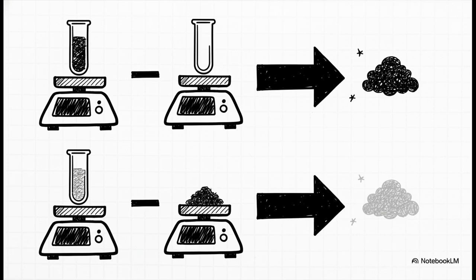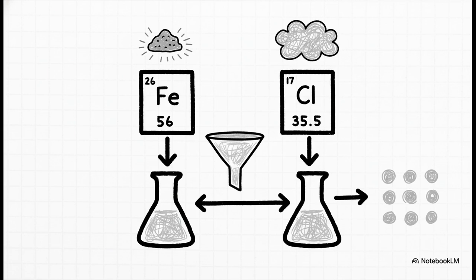Step 1, done. Step 2 is where the chemistry really kicks in. We have to convert that mass into moles. Remember the magic formula? Moles equals mass divided by relative atomic mass, or Mr. For iron, the Ar is 56, so we do 4.48 divided by 56, which gives us 0.08 moles. For chlorine, the Ar is 35.5, so 8.52 divided by 35.5 gives us 0.24 moles.